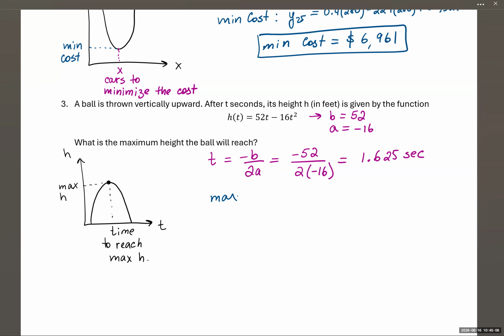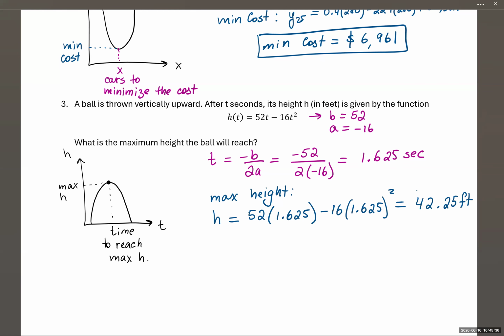So now maximum height, that is the y-coordinate of the vertex. So we have to plug this result into the t in the original equation. So 52 times 1.625 minus 16 times 1.625 squared, and that is 42.25 feet. Now that answers the question.